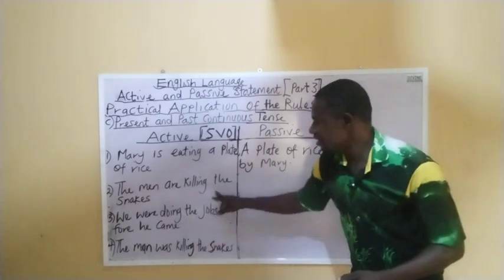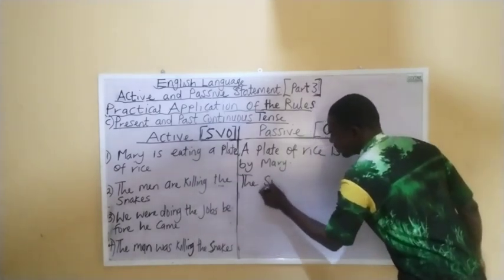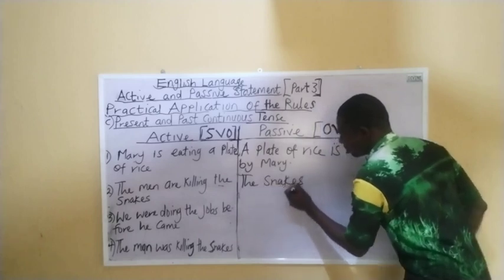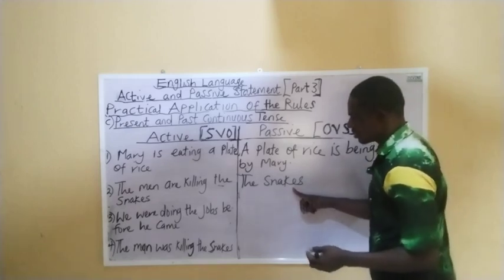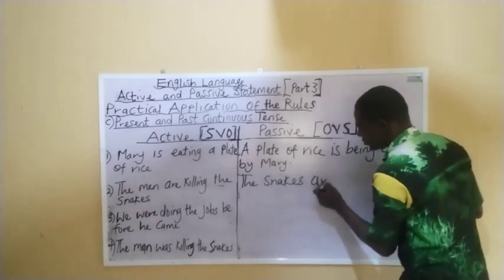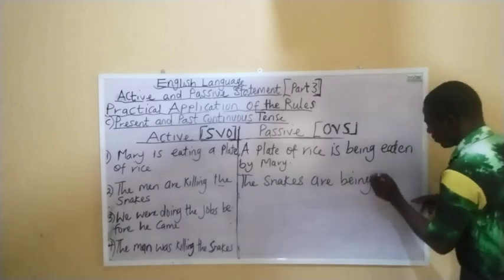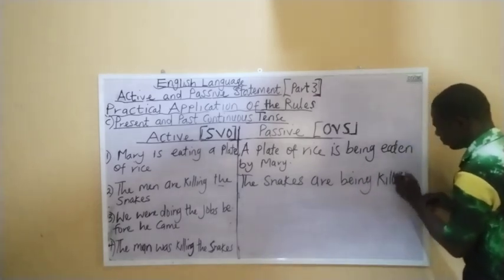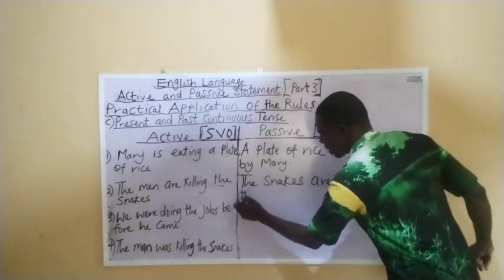2. The men are killing the snakes. The snakes will now become the object. The snakes, plural, so it will affect the verb. The snakes are being killed by the men.